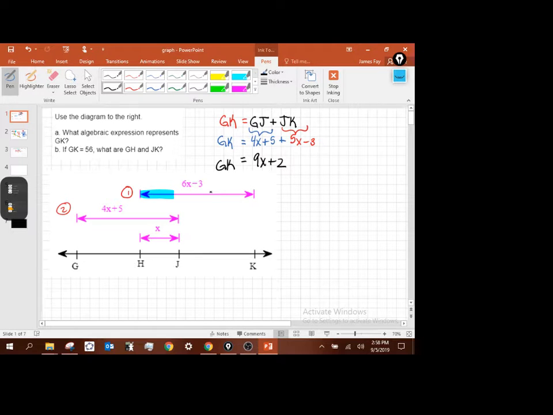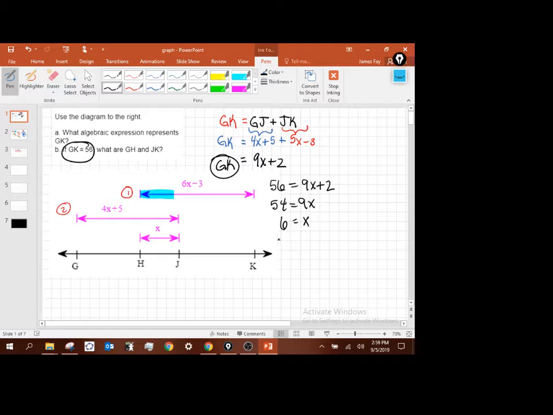All right, now they ask us to continue. They say if GK is 56, find GH and JK. So what can I replace that with? 56. So 56 is equal to 9x plus 2. So 54 is equal to 9x. What's x going to be then? 6.